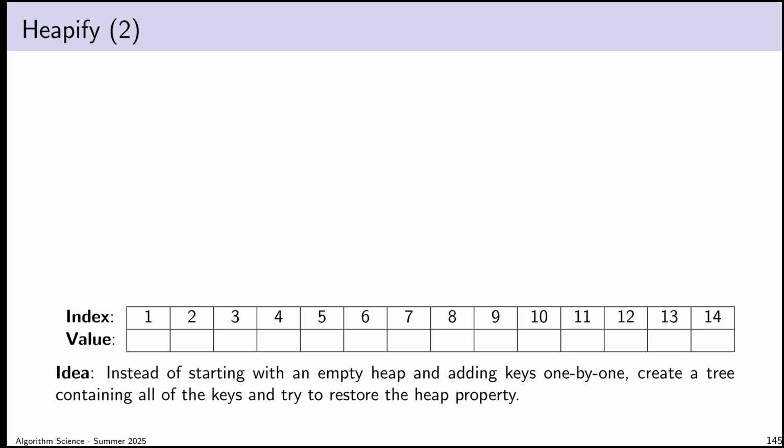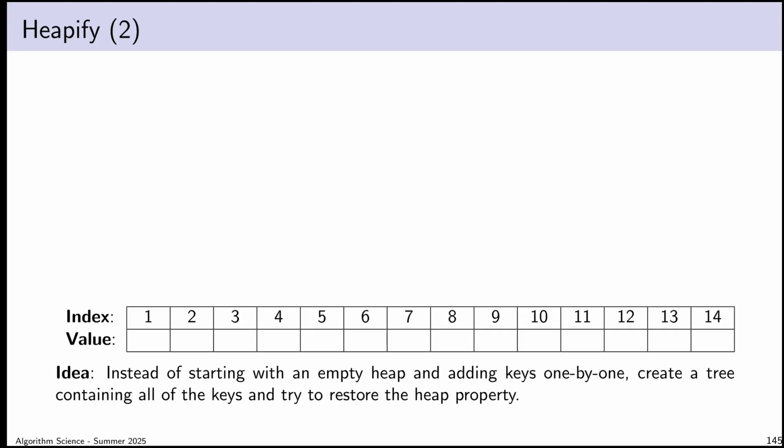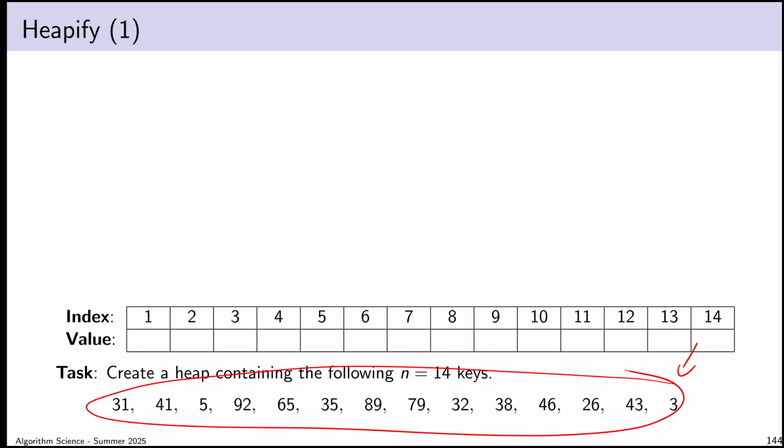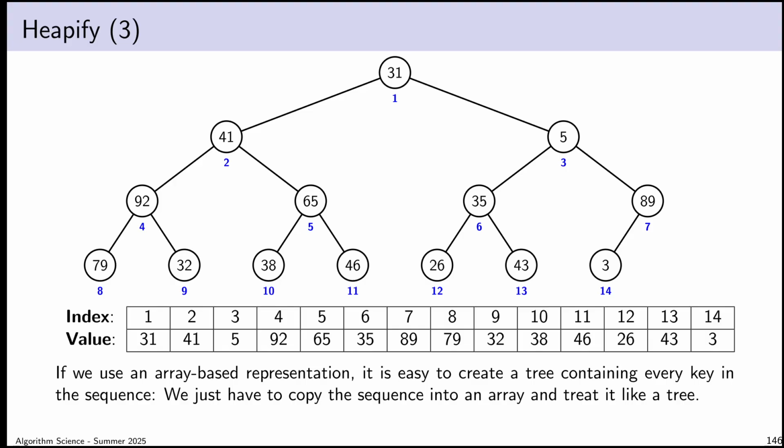Instead of starting with an empty heap, let's just make a tree containing all of the keys. We know what the tree is going to look like because we know what a complete binary tree on that number of nodes looks like. I'll just put them all into a tree and then see whether I can fix all of the violations that occur. So I took every element of my sequence in order. This becomes the root, that's index 1. There's 41, there's 5, there's 92, and so on. I just take my sequence and dump it into my array. And I end up with this.